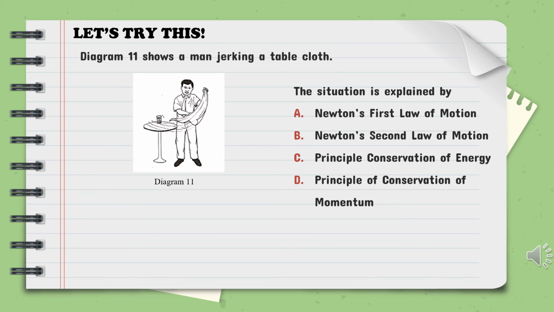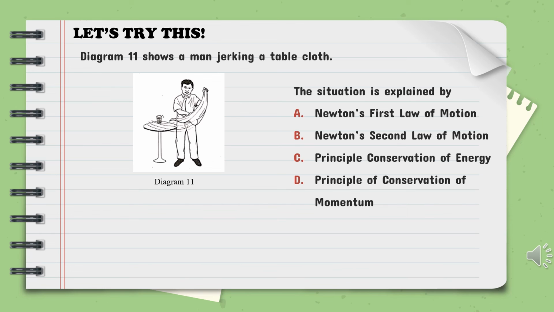Before we end our lesson, let us try to solve these two questions together. Diagram 11 shows a man jerking a tablecloth. As you can see, there is a glass filled with water on the table. From the diagram, what happened to the glass filled with water after the tablecloth was jerked by the man? We can see that the glass does not fall down and remains at its position on the table. So, which law is the best to explain the situation?